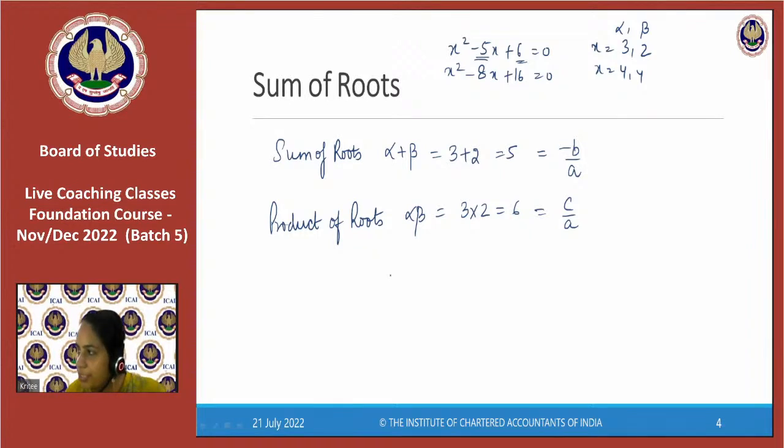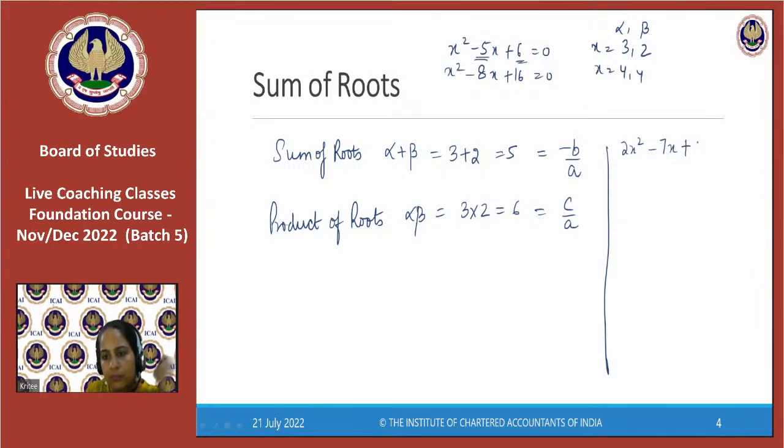Sum of roots. Yes, Priyanka, I am repeating. When you have an equation, I think I should be changing the equation because a is 1 in both the cases. So let me take a different kind of system. Let us take an equation, something like this: 2x square minus 7x plus 5 equals 0, supposedly.